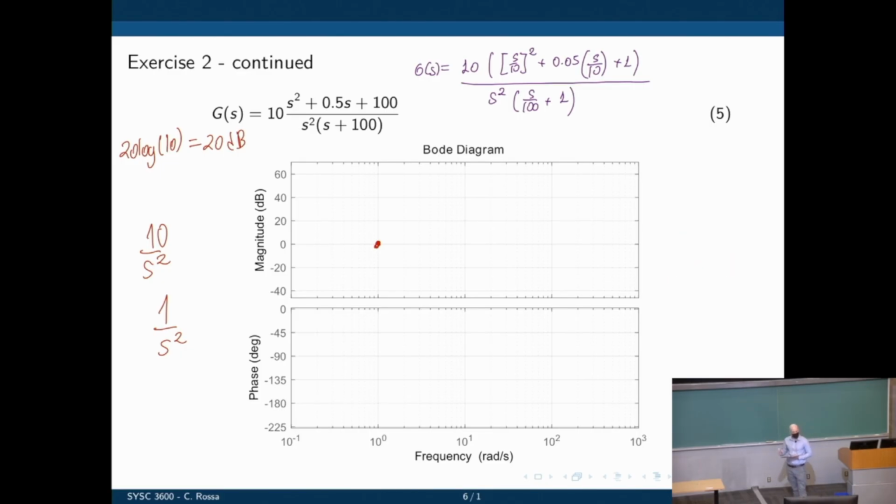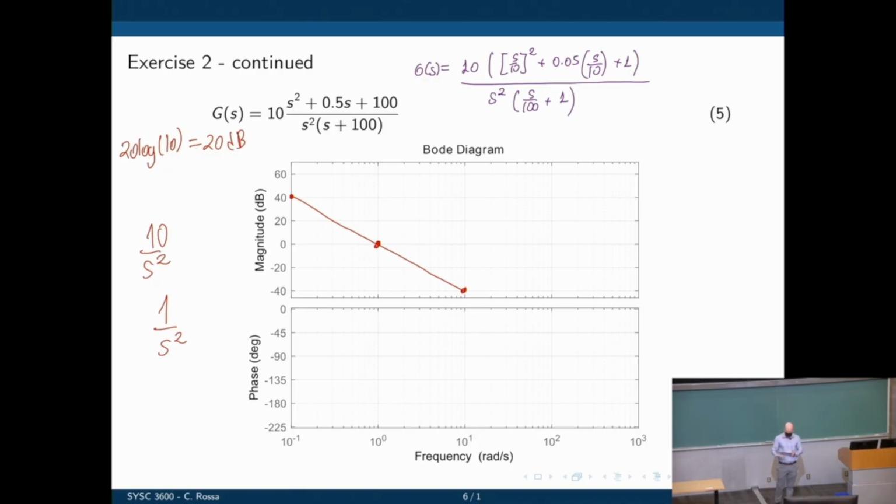And because the slope is negative 40 dB per decade, if we decrease the frequency by a factor of 10, we have to go up by 40. So we would be at plus 40 decibels one decade from then. In the same way, if you go one decade ahead, it would be at minus 40. So this is where the Bode plot would start if we only had 1 over s squared.